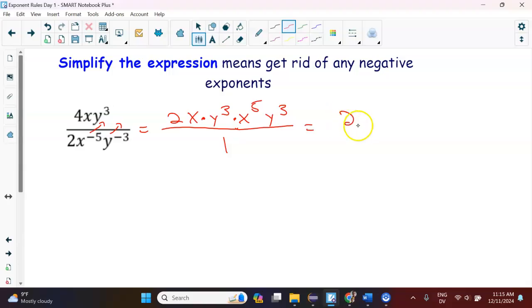And now we just have a 2 and add these exponents. So x to the 1st times x to the 5th is x to the 6th. Y cubed and y cubed, add them together so you get a y to the 6th. So this one cleans up to be 2 x to the 6th, y to the 6th.